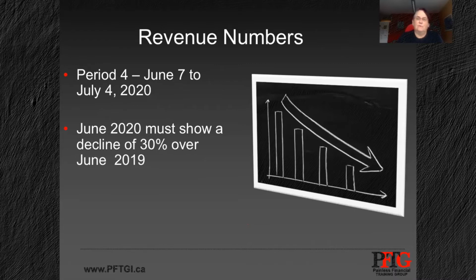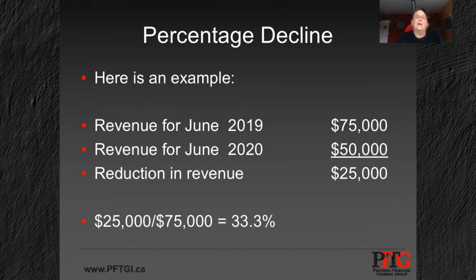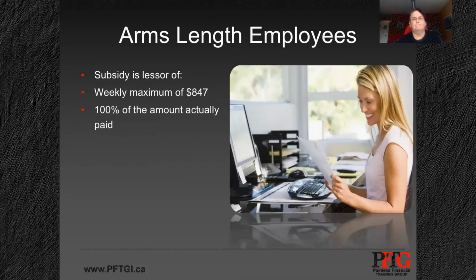So you figure out your revenue for June of 2019, you figure out your revenue for June of 2020, and you can do the calculations. So here's an example. If in June of 2019 you had $75,000 in revenue and your June 2020 is 50, well, you're down by more than 30%, and therefore you're eligible.